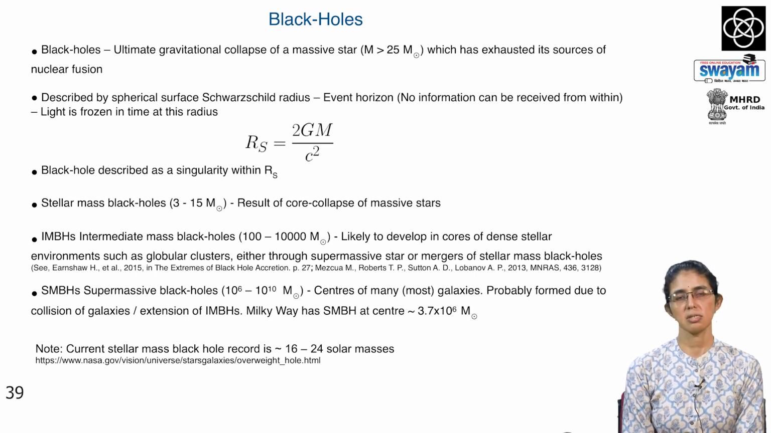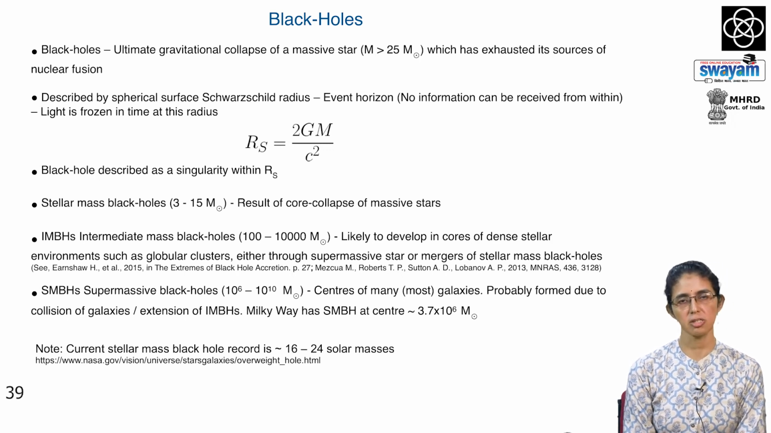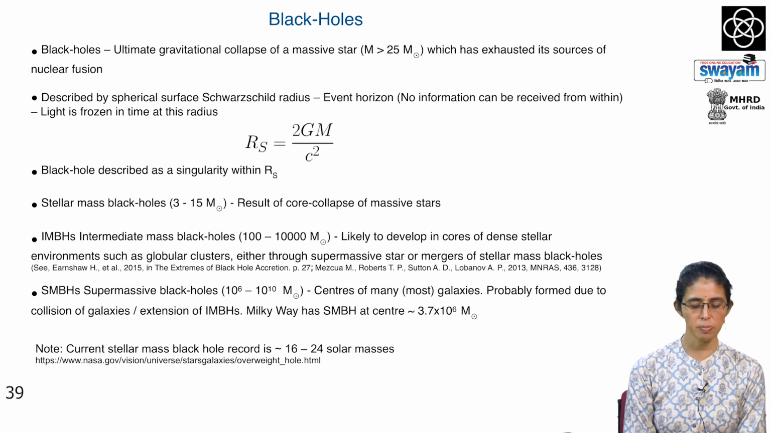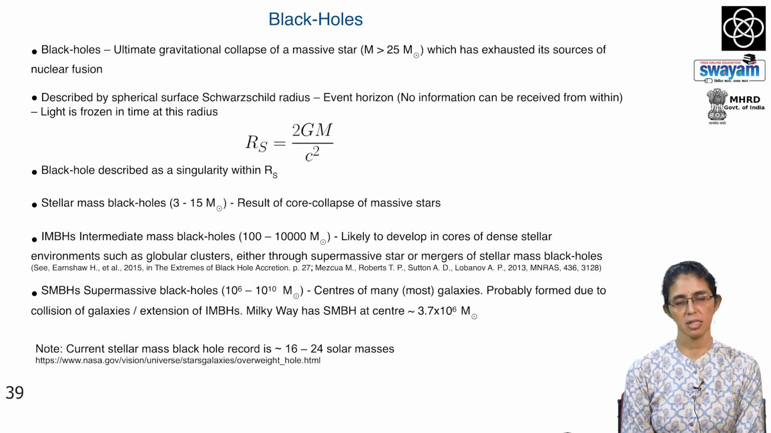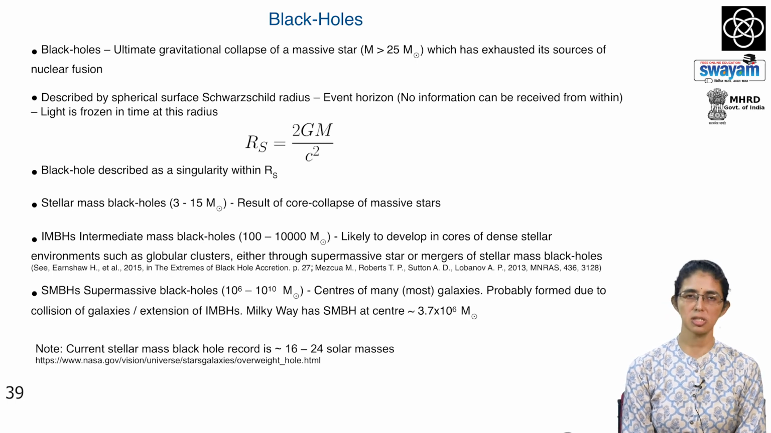However, there are black holes which are found to have masses in the range hundreds to thousands of solar masses. These are called intermediate mass black holes. These are likely to develop in dense environments such as globular clusters, either through the collapse of supermassive stars, or the mergers of stellar mass black holes.